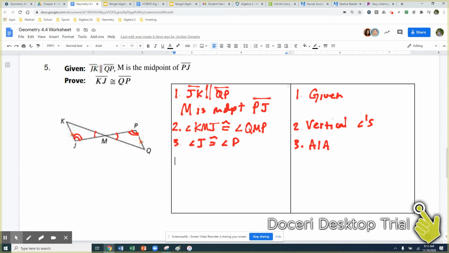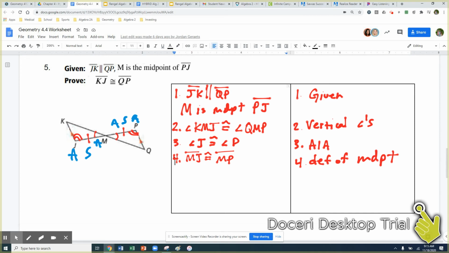Well, that's where the midpoint's going to come in. So M is the midpoint of PJ. So it's going to make MJ congruent to MP. So we'll put that as our fourth step. MJ is congruent to MP because of definition of midpoint. Excellent. Now I'm looking at it. I can see forming, I've got an angle, side, angle. Up here I've got an angle, side, angle. So I've got three parts. They're in one of my theorems, postulates, ASA, ASA. I can now prove that those two triangles are congruent.